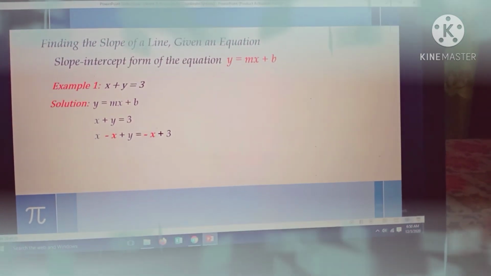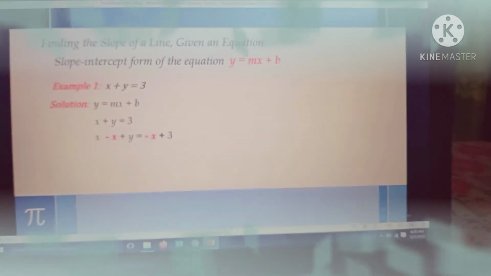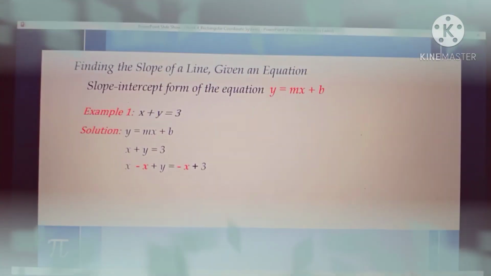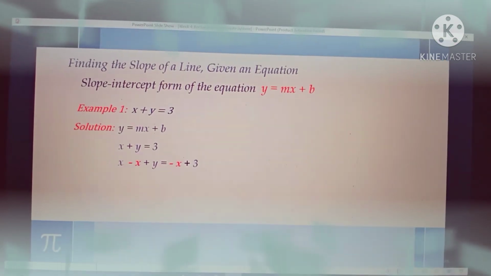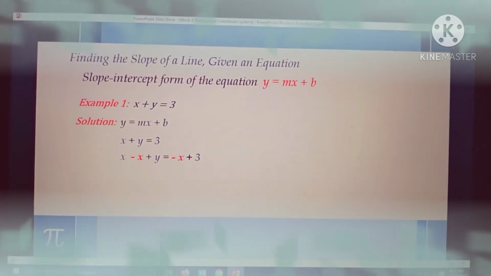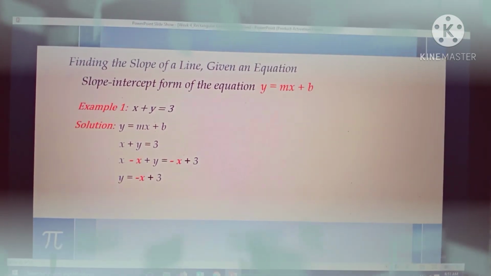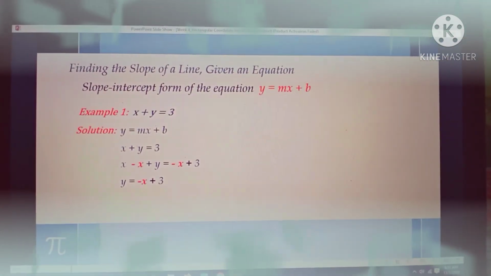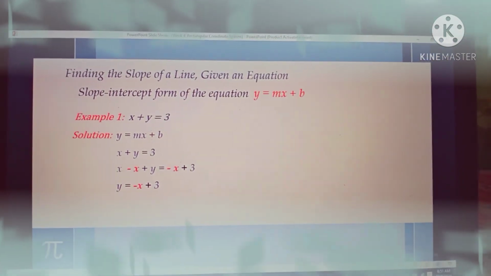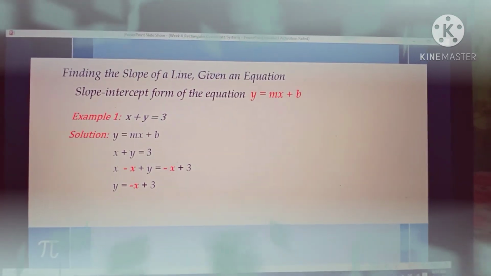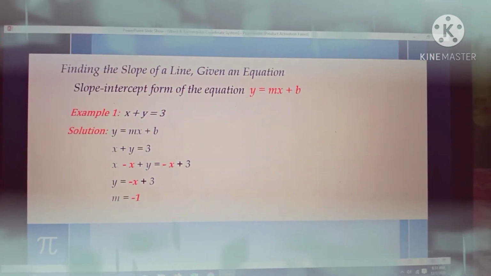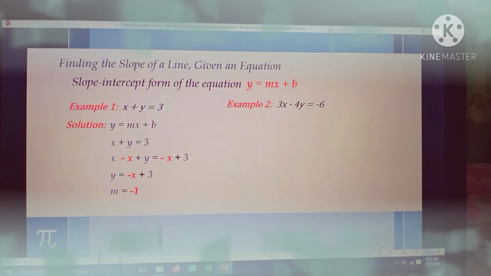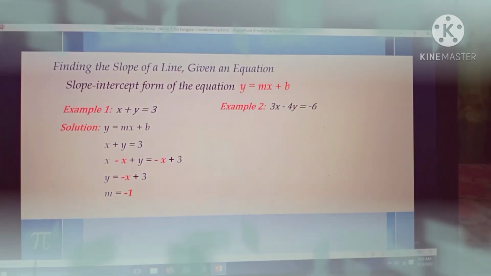So that will become x minus x plus y is equal to negative x plus 3. So x minus x is 0. On the left side of the equation, y will remain, and negative x plus 3 will be on the right side of the equation. So the m here is negative 1 since we have negative x, and b is equal to 3.